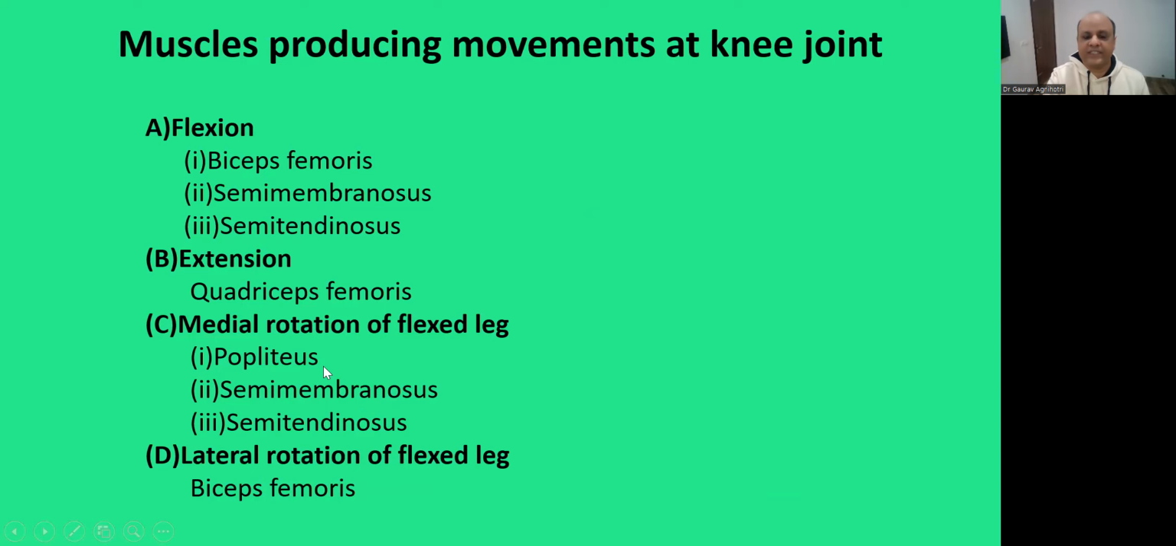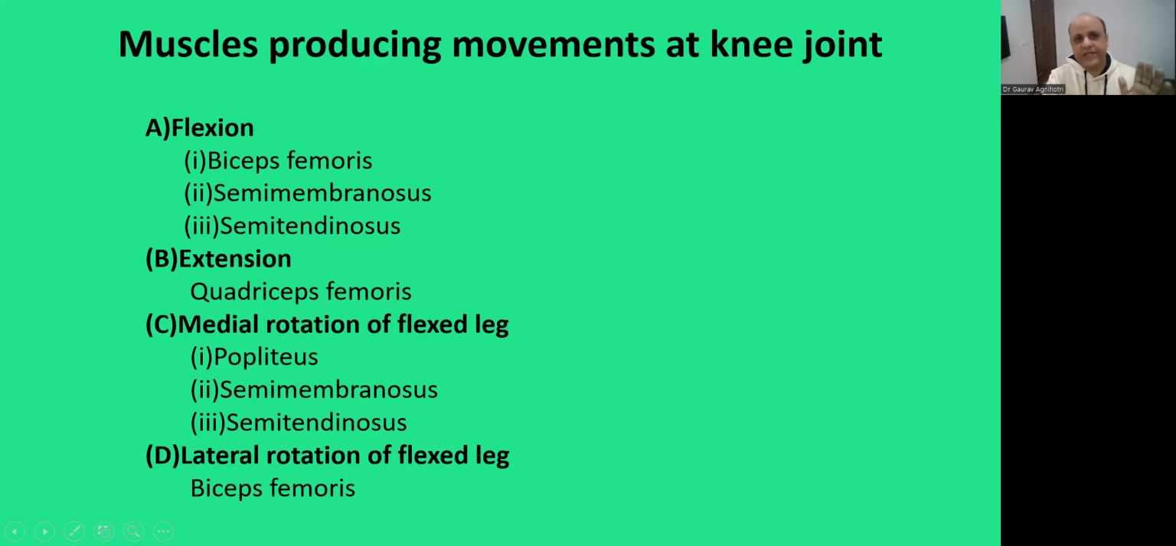Along with popliteus muscle. Extension is performed by quadriceps femoris, while lateral rotation is performed by the muscle which was present here forming flexion, biceps femoris. It performs lateral rotation. So we have three muscles performing flexion, out of which two muscles perform medial rotation, and one muscle on the lateral side, the biceps femoris, performs lateral rotation of flexed leg.